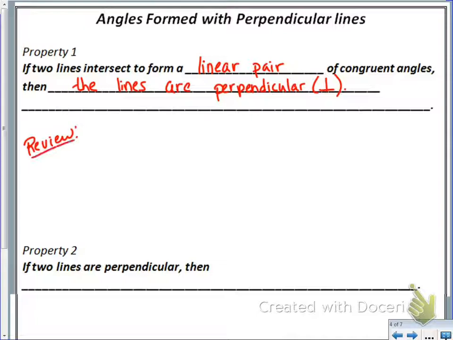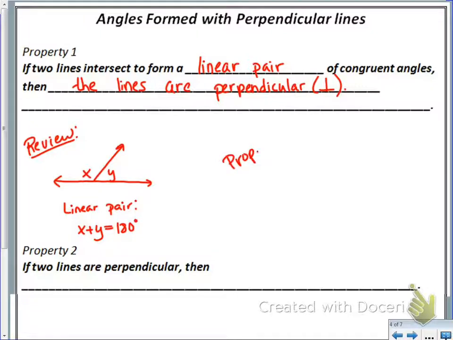We said a linear pair is a pair of angles that makes a line. In other words, if we look at this, they're adjacent supplementary angles. So this linear pair of angles, we would know that x plus y would add to equal 180 degrees. Now property 1 here is telling us that there's a little bit more required than just a linear pair. It specifically states that it's a linear pair of congruent angles.